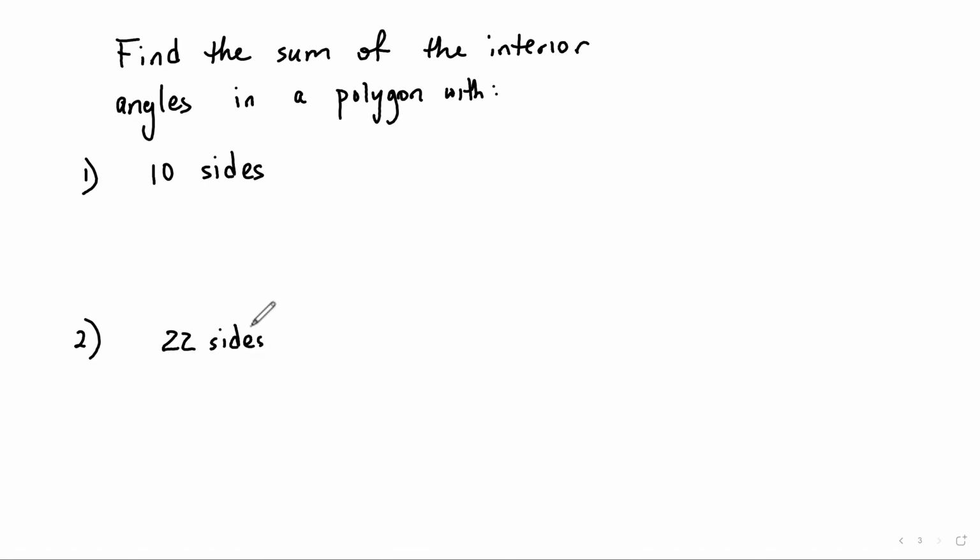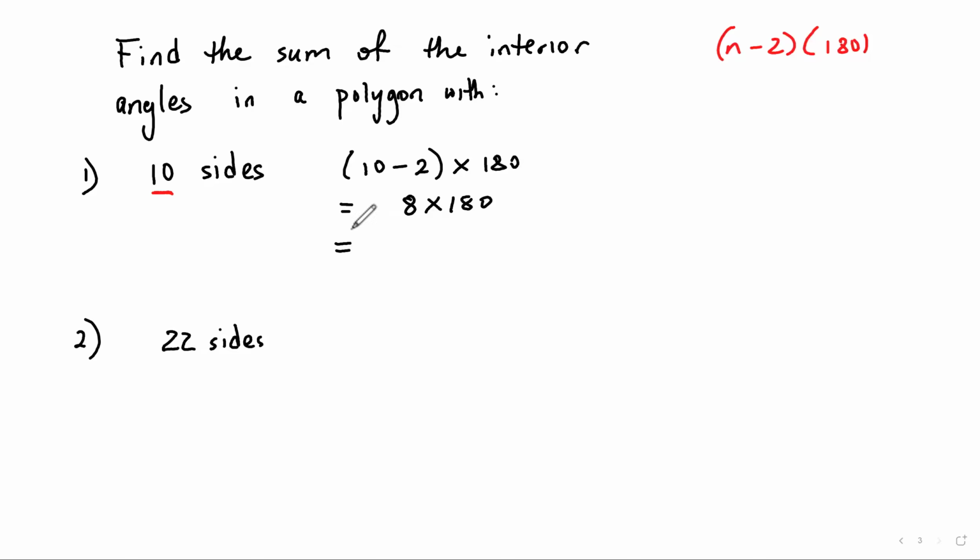Okay, so if it has 10 sides, remember the formula is (n minus 2) multiplied by 180, right? So in question 1, if we're looking at a polygon with 10 sides, n will be equal to 10. So we'll say (10 minus 2) times 180. 10 minus 2 is 8, and 8 times 180 is 1,440 degrees.